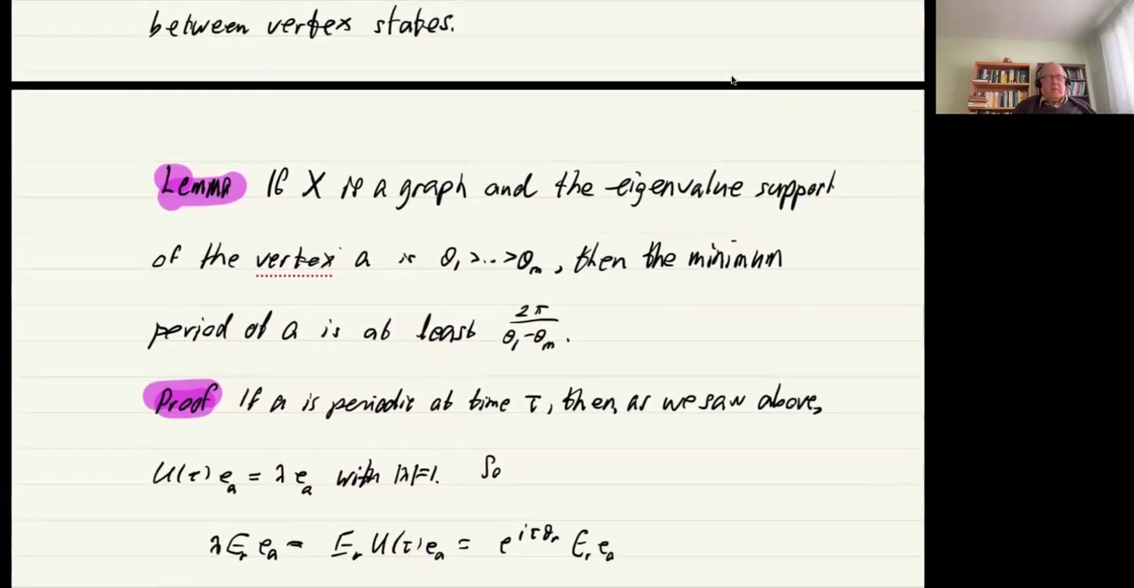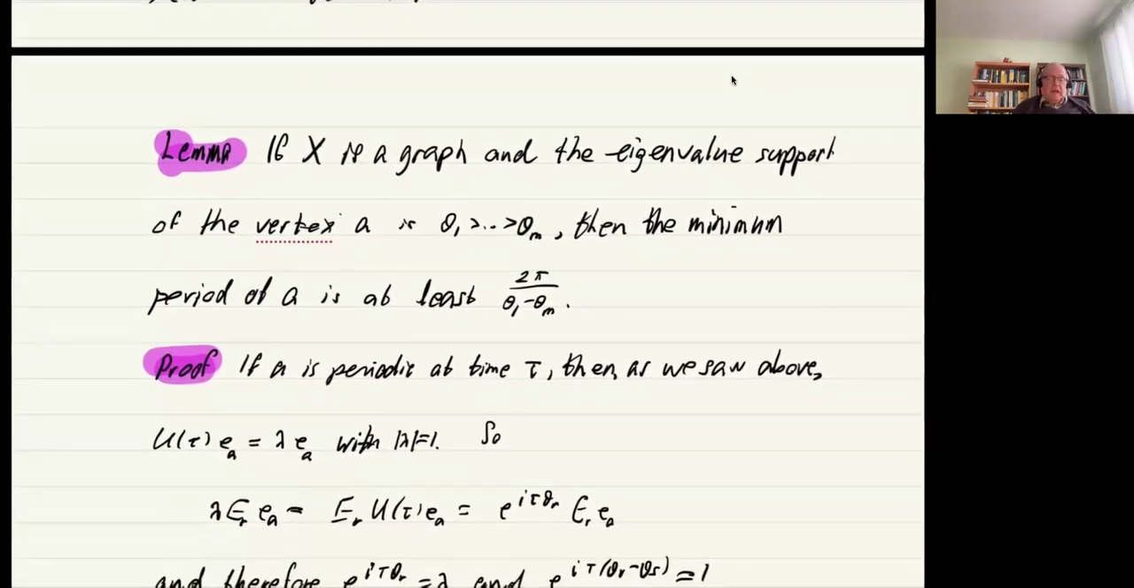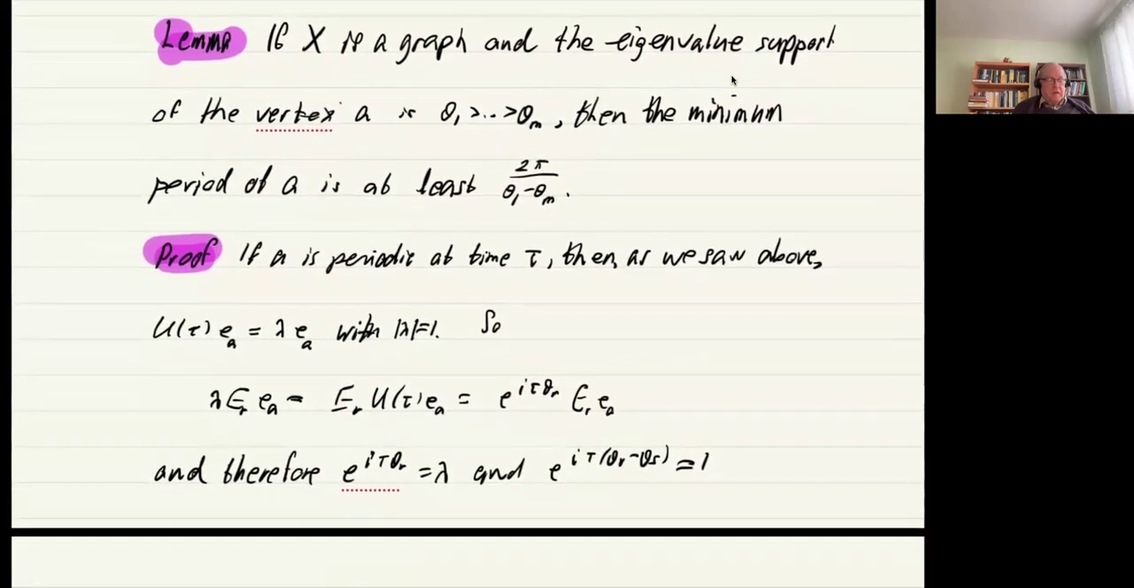Okay, so the issue now is to actually get a bound on the period of vertices of a graph. So we assume X is a graph. The eigenvalue support of the vertex a is theta 1 down to theta m. And then in that case, the minimum period of a is at least 2 pi over theta 1 minus theta m. There might be a way of deriving this directly from the previous lemma, but the proof is only about 3 lines, so we won't fuss.